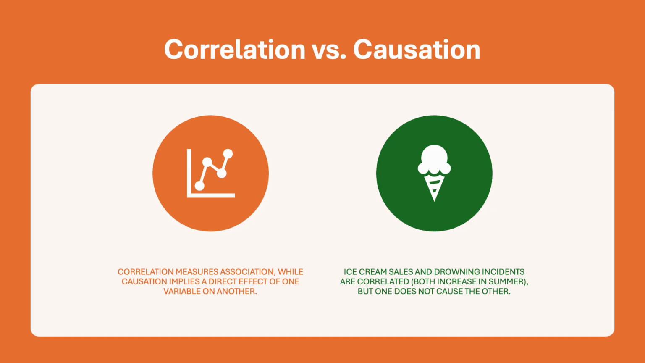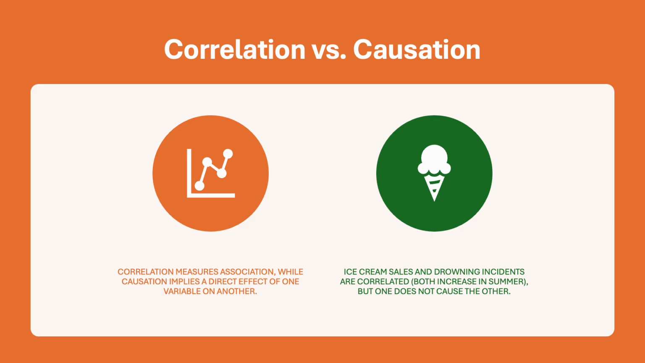Correlation versus causation. Correlation means two things happen together, but it does not mean one causes the other. For example, ice cream sales and drowning incidents both increase in the summer. However, eating ice cream does not cause people to drown. Both are influenced by a third factor, hot weather, which leads to more swimming and more ice cream consumption. Mistaking correlation for causation can lead to wrong conclusions.